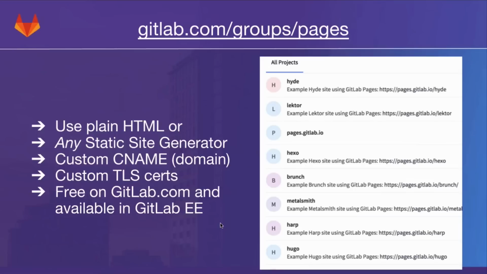What I really like about this, check out gitlab.com/group/pages just to see that you can use plain HTML. You can use any static site generator. We've got examples of Jekyll, Middleman, Hugo, Hexo, Metalsmith, really you name it, and you can build it with GitLab. And the reason is that underneath, your static sites are being generated with GitLab CI, which is freely available as part of GitLab.